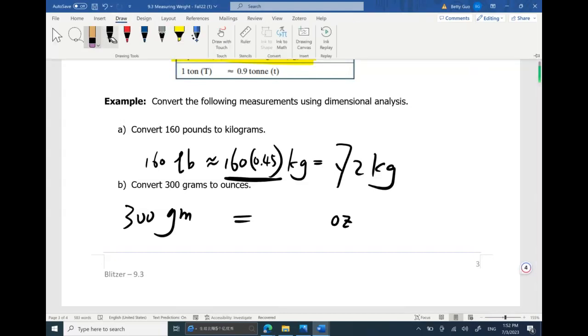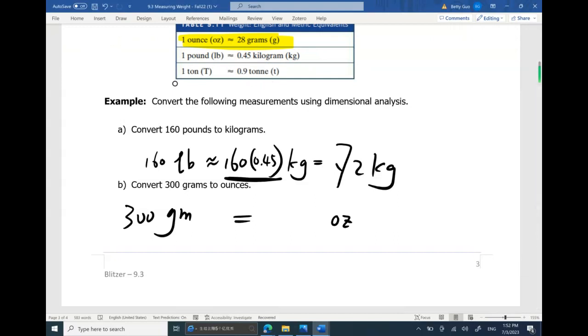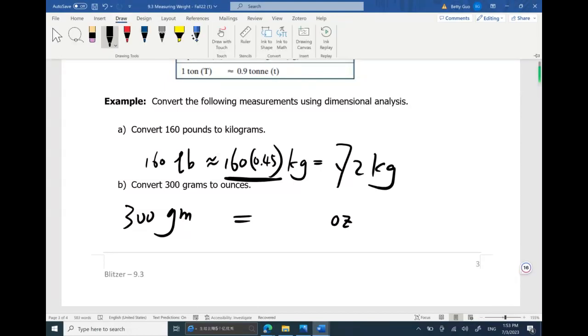Okay, erase this previous one. Okay, 1 ounce is around equal to 28 grams. Compared with an ounce, a gram is a smaller unit. So the ounce is a bigger unit. Since the ounce is a bigger unit, the number in front of it is supposed to be smaller.